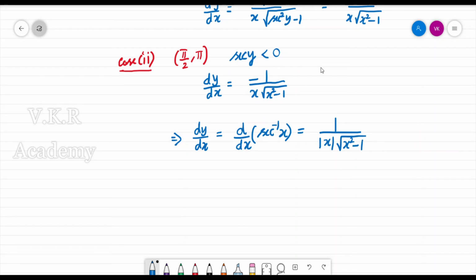In a similar way, the other results could also be proved. Now in the next lecture, we'll discuss the problems from the exercise.